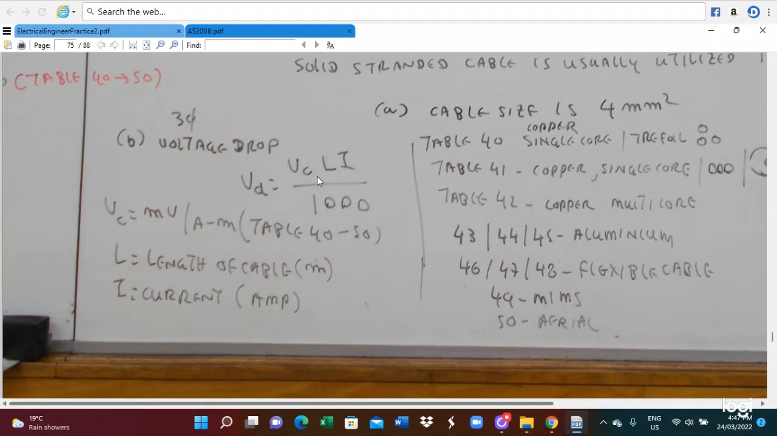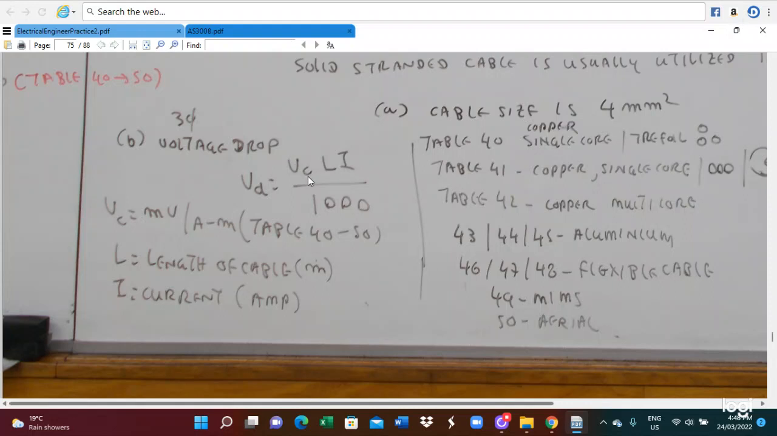So for this value, Table 4D0 is for the single-core, Table 4D1 for the copper single-core enclosure, and Table 4D2 for the copper multi-core. 4D3, 4D4, 4D5 are the aluminum, and 4D6, 4D7, 4D8 for the flexible cable, 4D9 for MIMS, 4D10 for area. So this is for the calculation.